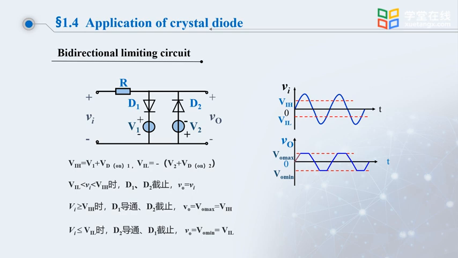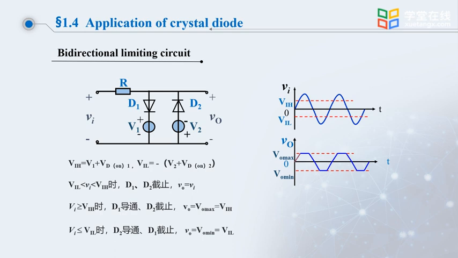Then, for this diode, we can use its constant voltage drop model to describe it. You can ignore its resistance RD. Its constant voltage drop means that the diode is equivalent to a DC voltage source VD on. D2 is also VD on 2. The turn-on voltage of D1 is called VD on 1.